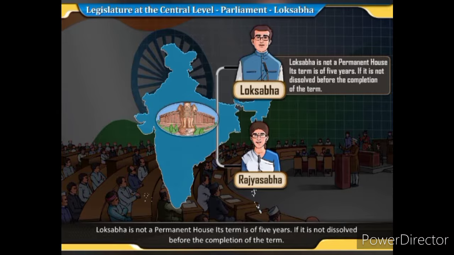Lok Sabha is not a permanent house. Its term is 5 years, if it is not dissolved before the completion of the term.